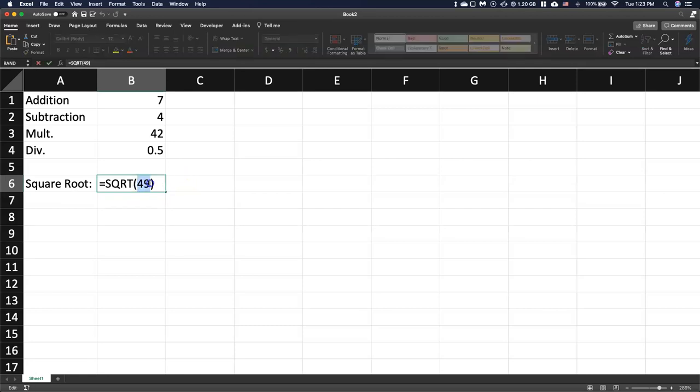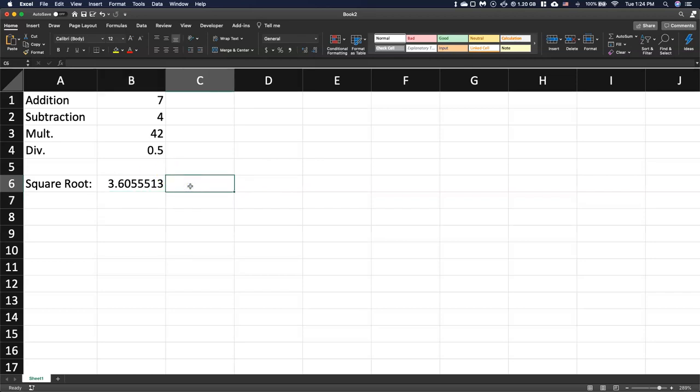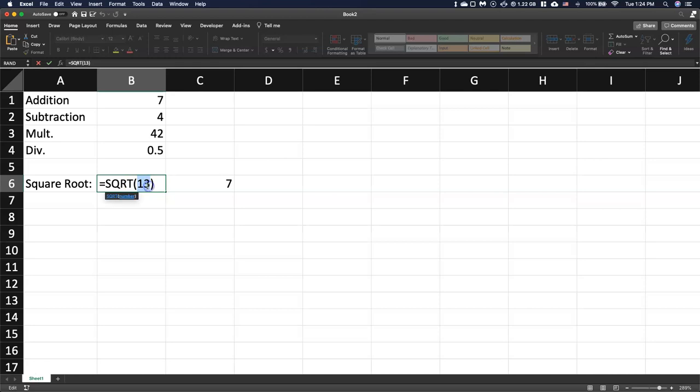Now we could do other things too, like what if we want to do the square root of 5 plus 8? Could we do that? The answer is yes. It's going to take the square root of 13. So it can do calculations inside of those parentheses too. Remember as well, if you want the square root, you can also put parentheses, 49, and raise it to the power of 0.5. That'll give you the square root. Both of those give you 7, two different ways to get our square root.